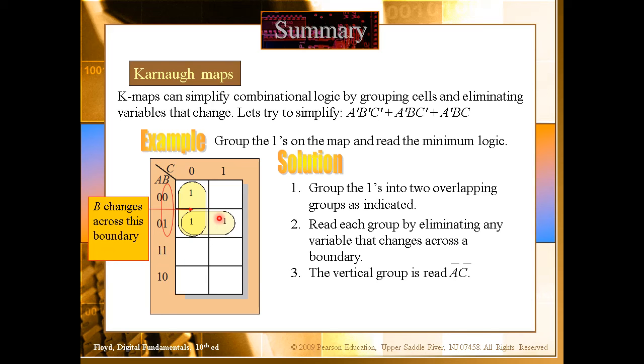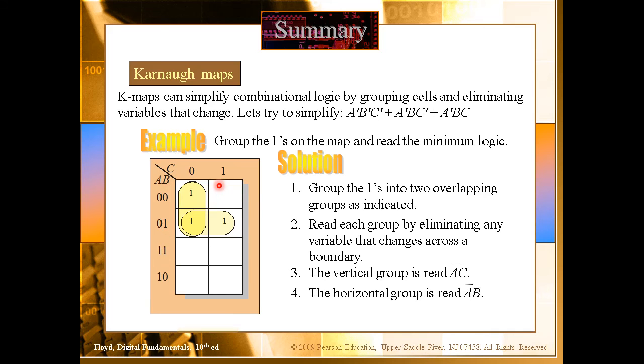But if you look at the top, C is actually changed, right? Because for this group, C is 0 here, C is 1 here, right? So since C is changed, that is eliminated. So this group is read as A prime B. Why A prime B? A is 0 here, right? So that means A prime.